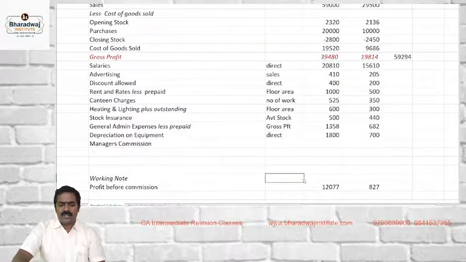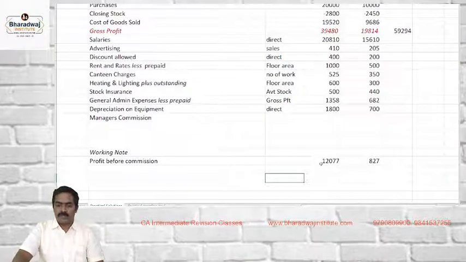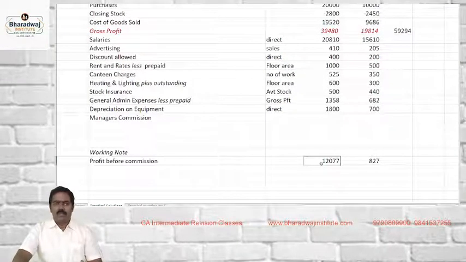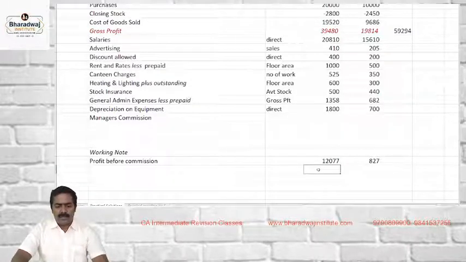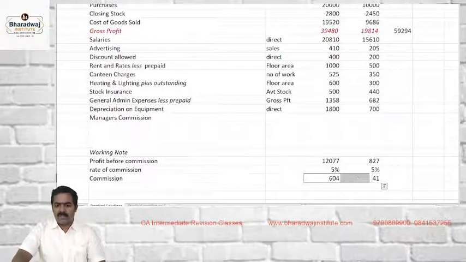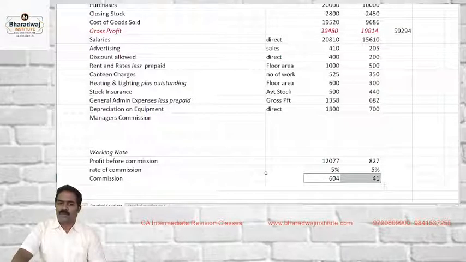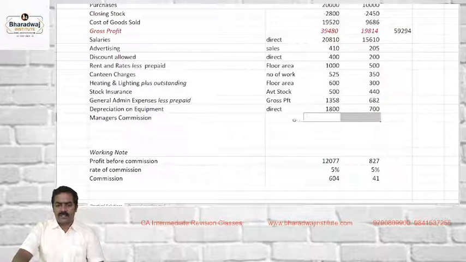12,077. What is the manager's commission to be paid? How much percentage to be paid? 5%. The wording is before charging such commission. Before charging is 5%. On this you can apply 5%, you will get the commission. What is the commission? 604 and what? 41. Include that commission also in the expenses.